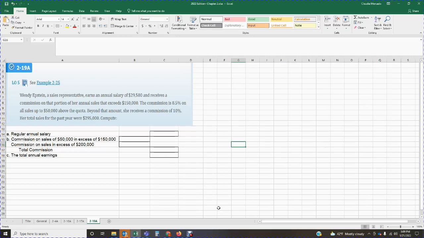Okay, her total sales for the past year were $295,000. So she went way above her quota. So her quota was $150,000. So she went above that, and we need to calculate a variety of things.